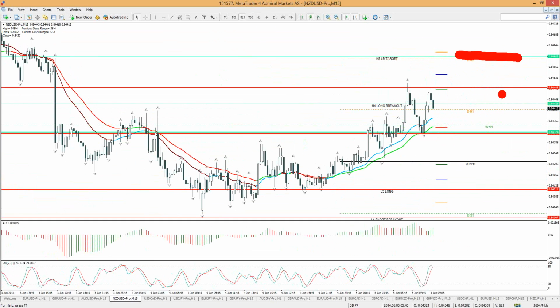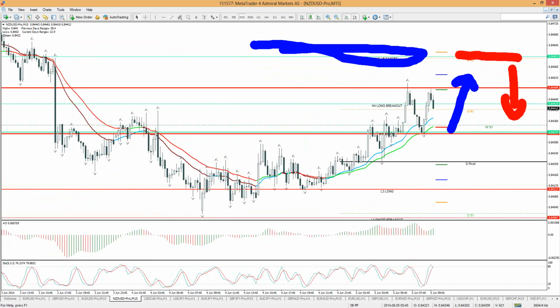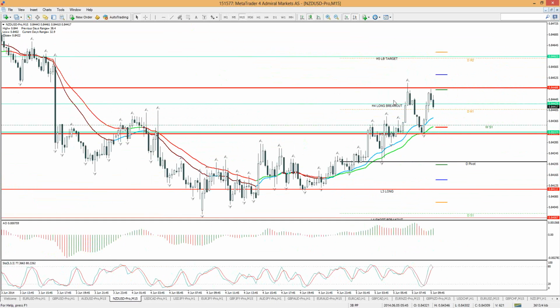A rejection wick at this level would make sense too, because we know that the daily is still bearish. So looking for bearish signals at the H5 also makes sense. So those would be the two options. This upside is limited in the sense it's like a short, small intraday trade.